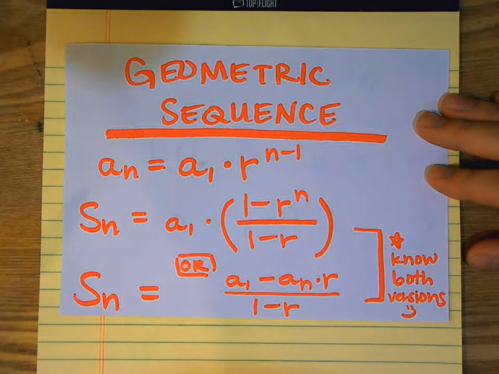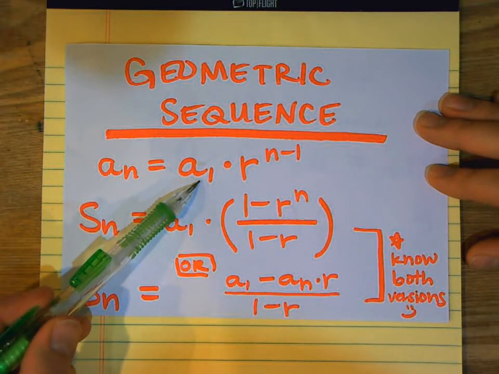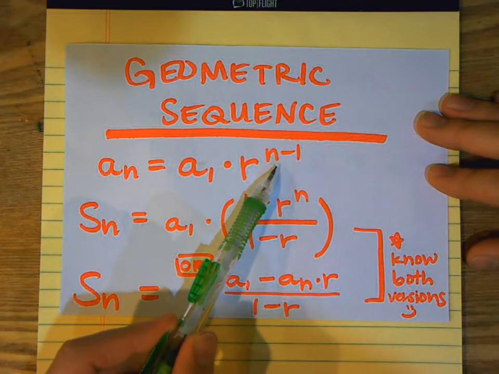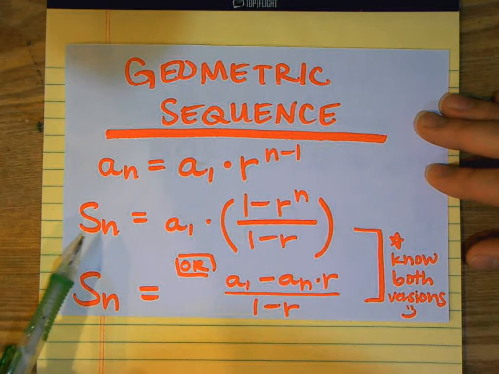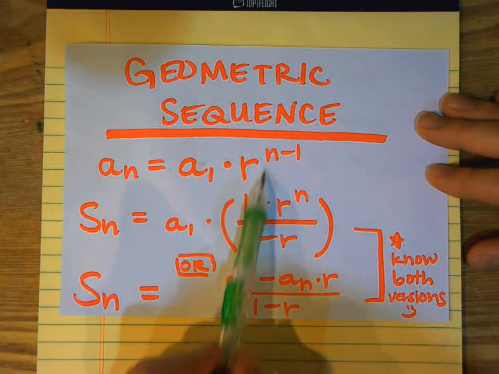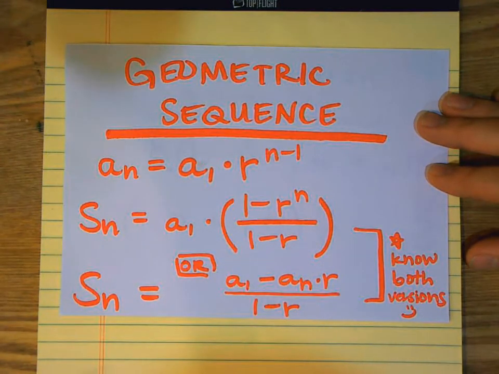Before I do, a lot of these things mean the same thing. So a sub n is just any numbered term of the sequence. A sub 1 is the first term. N is the number of the term that you want. S sub n is the sum of however many terms. And then this r here, which is the only new term, stands for ratio.